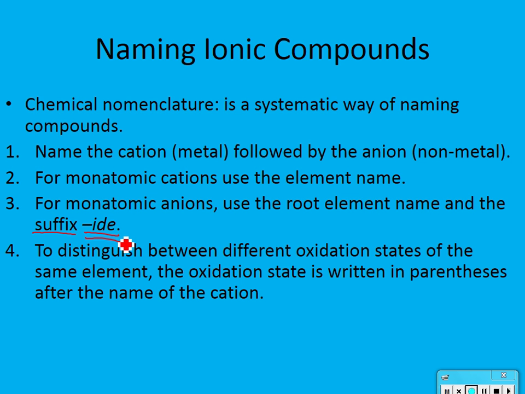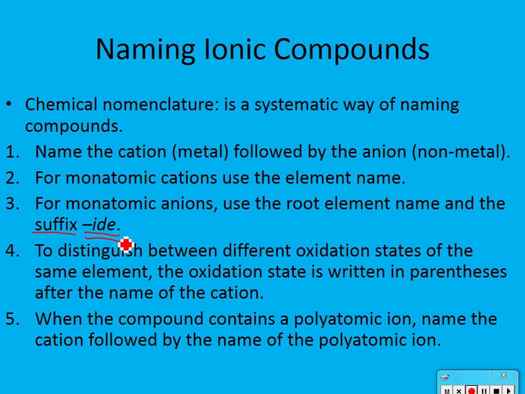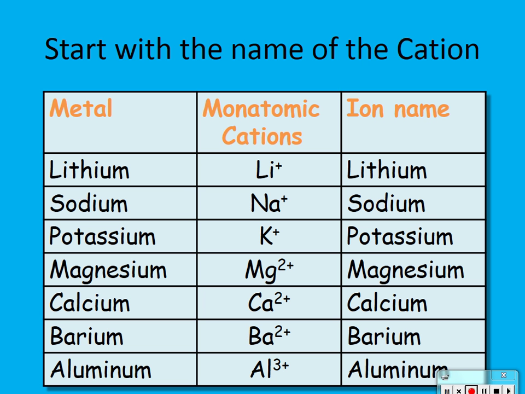And number 4, to distinguish between different oxidation states, or charges, of the same element, the oxidation state is written in parentheses after the name of the cation. We'll get to that. It'll make more sense when we look at an example. And number 5, when the compound contains a polyatomic ion, you name the cation followed by the name of the polyatomic ion. You just look it up on the table and that's it. Okay, let's go through some examples.